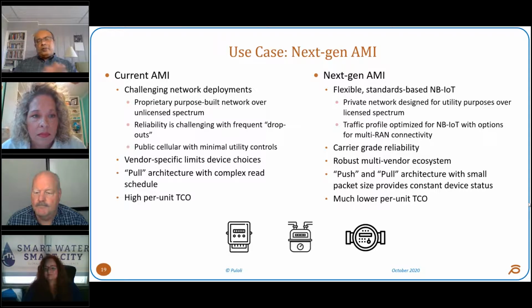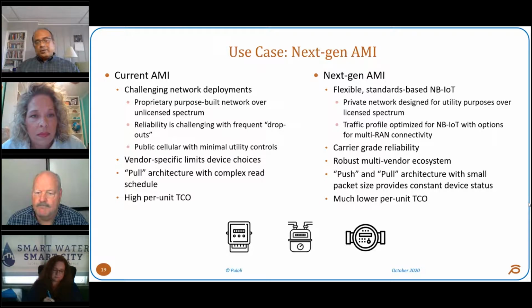Whereas if you fast forward and look at the next-gen AMI and what can happen if you use the NB-IoT network for this purpose, yes, you have to design the software to be NB-IoT profile friendly for sure. And in some cases, particularly outside the US, there is a tendency now to do a multi-RAN design so that you have fallback to other radio connectivity options in addition to NB. But regardless, NB as an anchor for next-gen AMI makes a lot of sense, with the proper traffic profile designed in from a software design point of view.